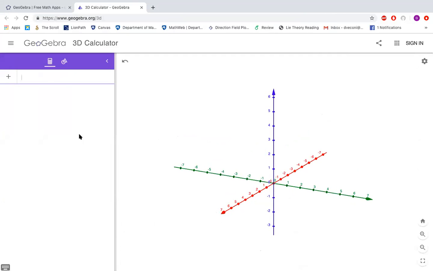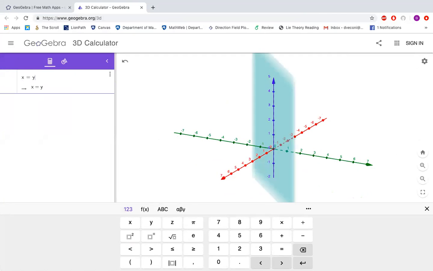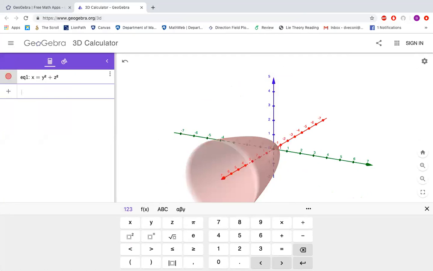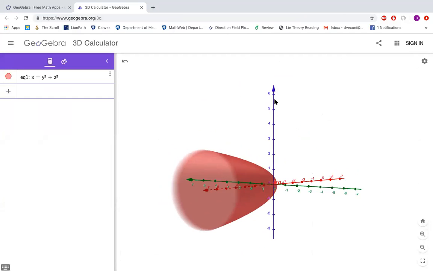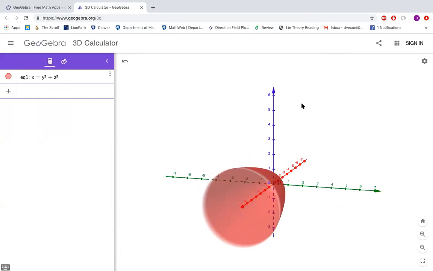Last time, what we saw just now was that we were looking at the surface given by x equals y squared plus z squared, and we see that it's this elliptic paraboloid centered along the x-axis. Remember, the red axis is the x-axis.